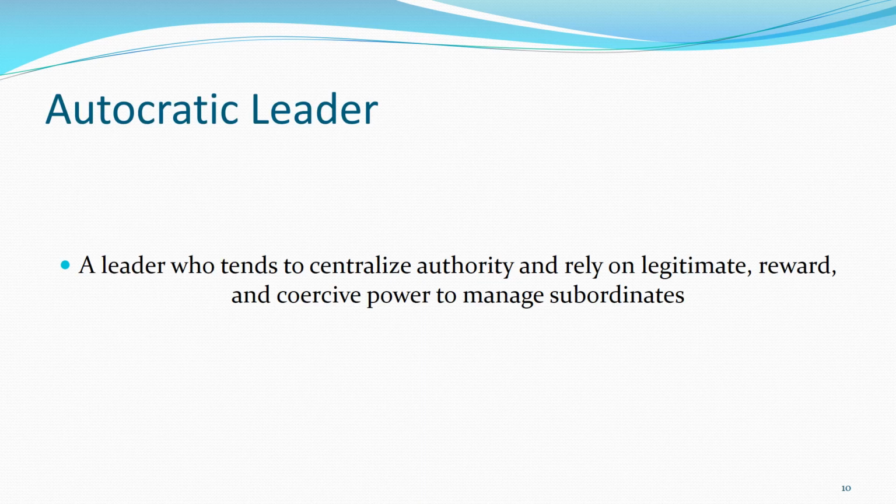Types of leaders. We have the autocratic leader, a leader who tends to centralize authority and rely on legitimate, reward, and coercive power to manage subordinates. So an autocratic leader is the person who's in control, and I'm in control because I have the legitimate power, which we talked about, the reward power that we talked about, and the coercive power to manage subordinates. You have to respect me because of my position within the structure, because I have the ability to give you a reward, or because I have the ability to punish you as well.